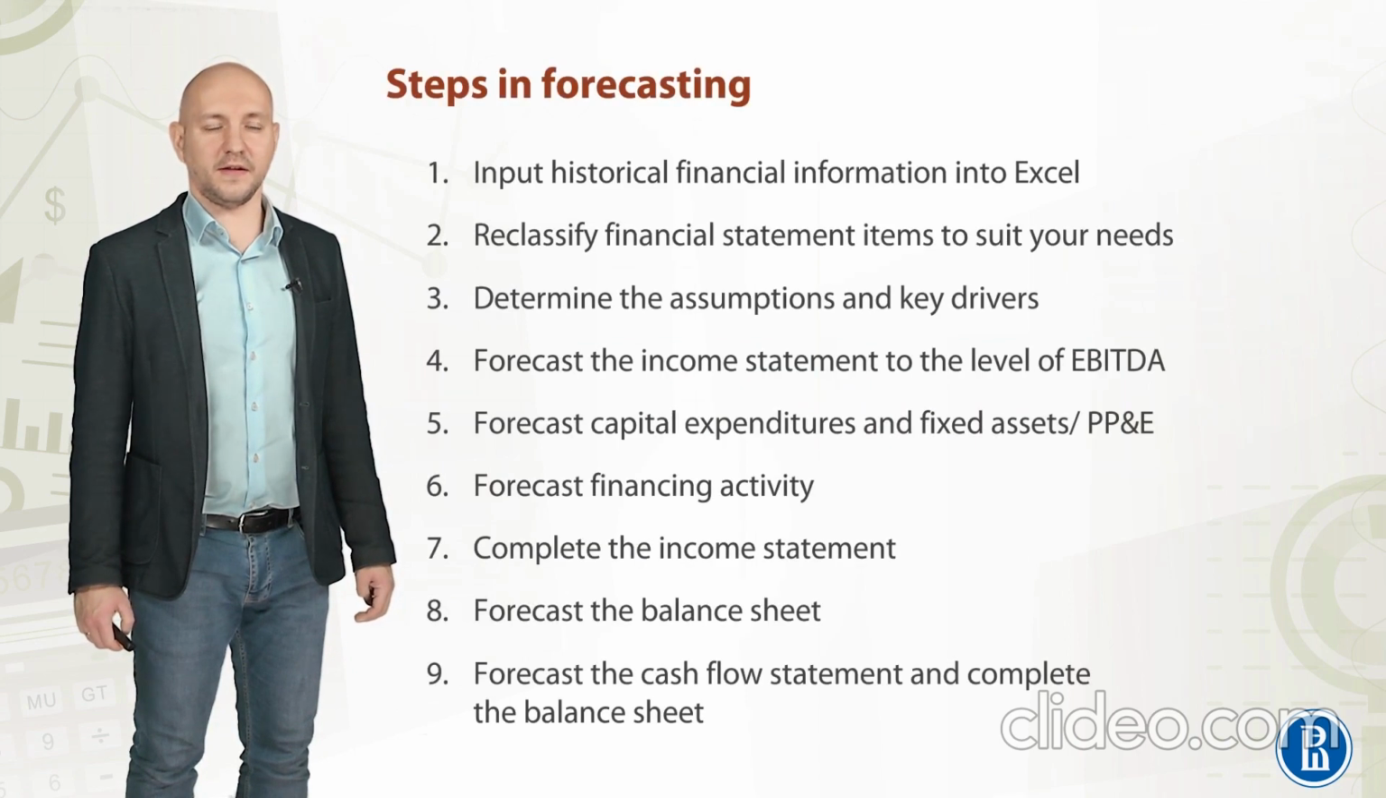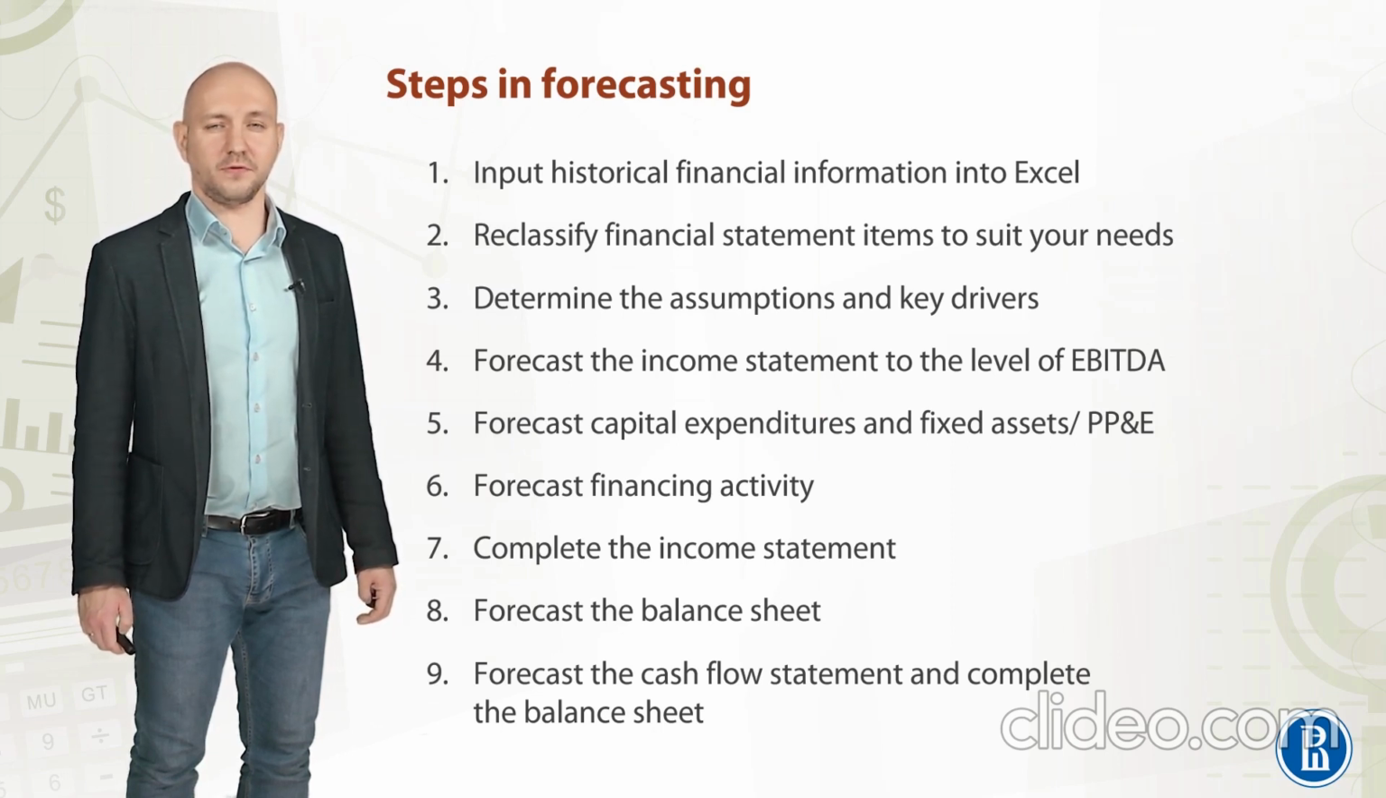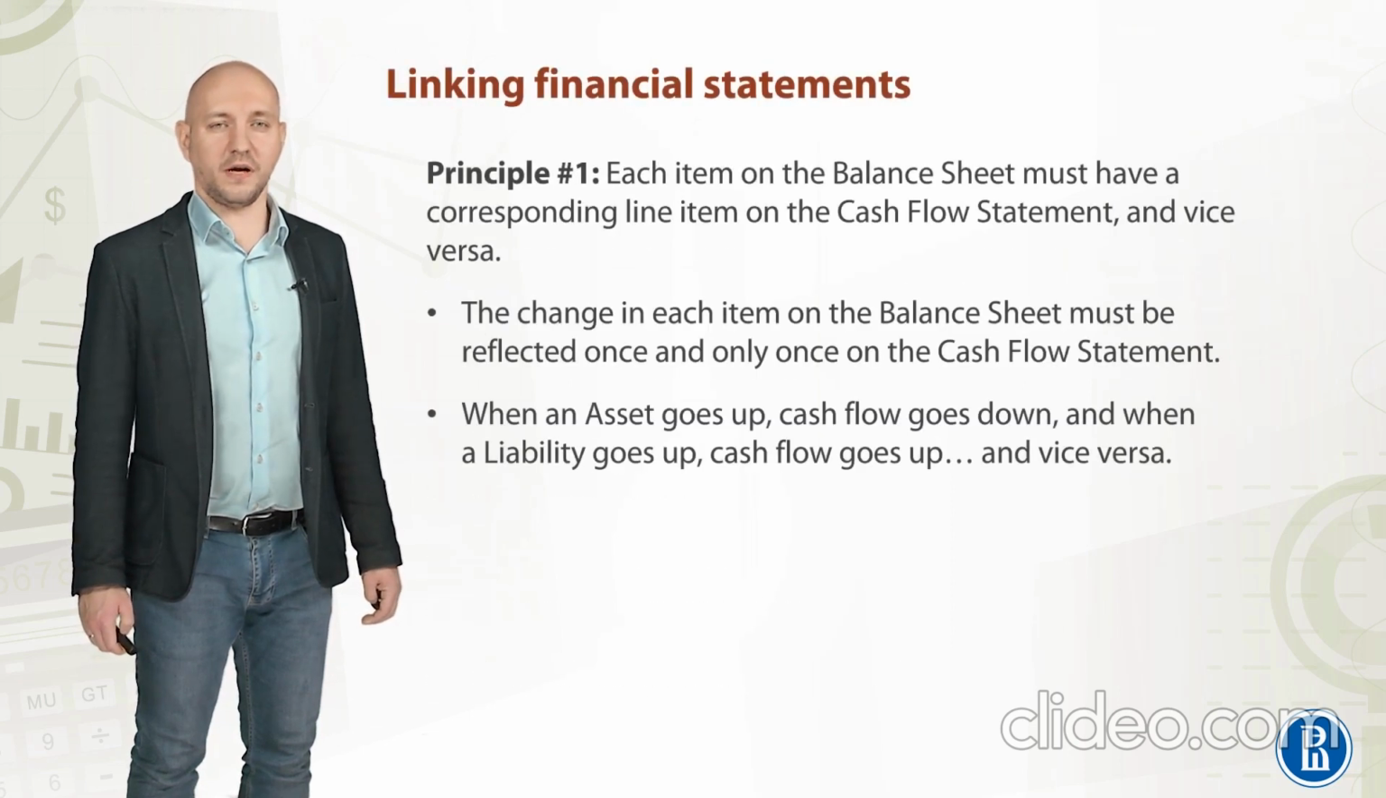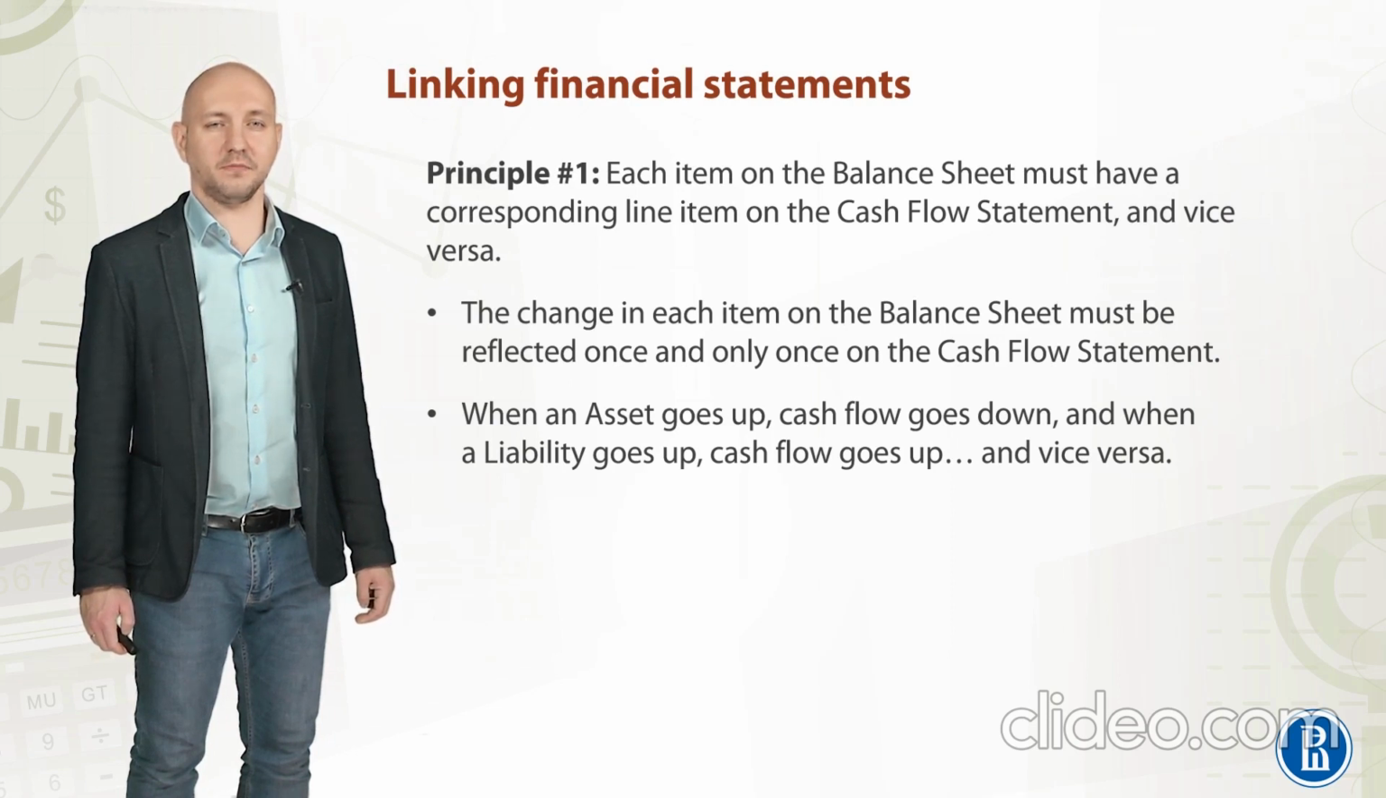Here again are the steps that we have gone through, and now we need to understand better the main principles that should be taken into account when preparing a financial model. Principle number 1. Each item on the balance sheet must have a corresponding line item on the cash flow statement and vice versa, which means that, for instance, the change in each item on the balance sheet must be reflected once and only once on the cash flow statement.